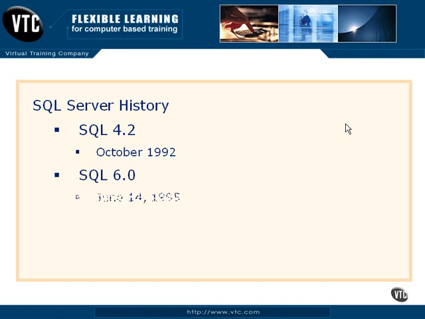SQL 6.0, to my knowledge, is the first true public release of a database product from Microsoft like this. That came about on June 14, 1995. Then SQL 6.5 came along about April 1996. Now, as you can see, we're not really going that far back in history. This technology is still relatively new.